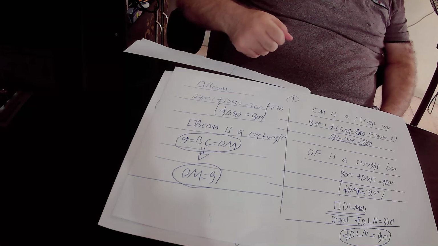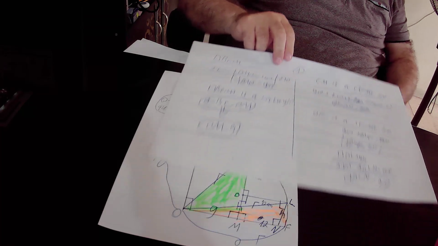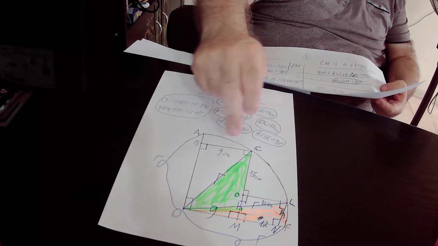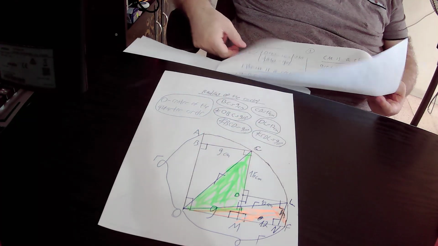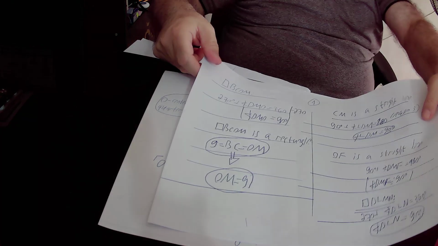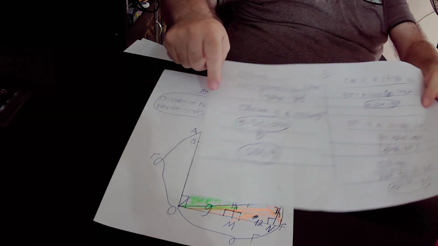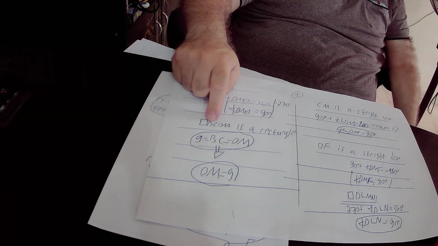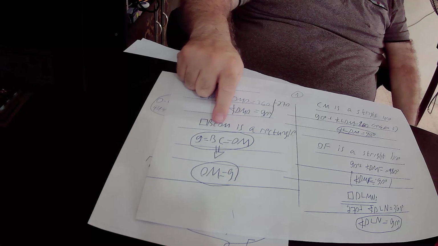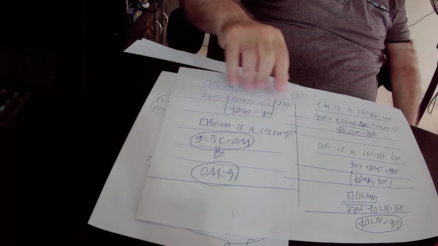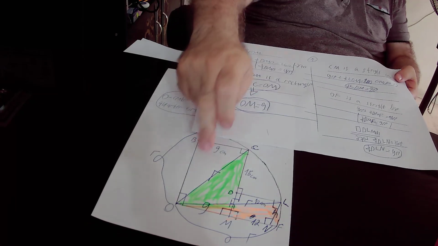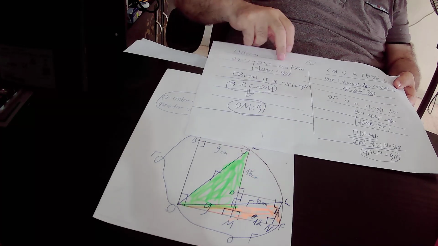But we also know that the opposite sides of a rectangle are equal to each other. That's to say, side BC must be equal to side OM. BC equals OM, but we are given that BC equals 9. So from this equation, 9 equals BC equals OM, we derive that side OM is also equal to 9 units. Here side OM equals 9 units.